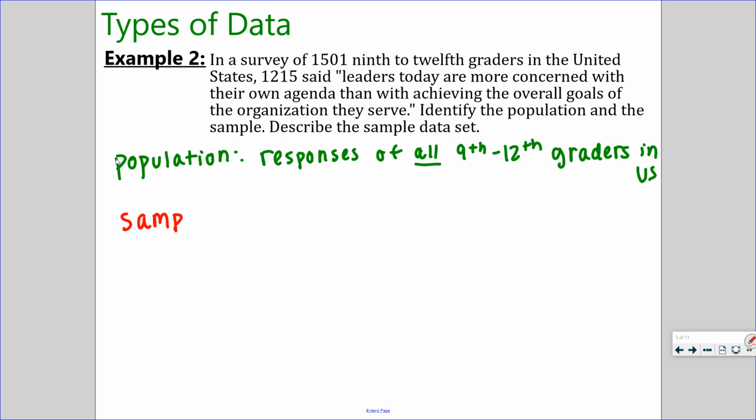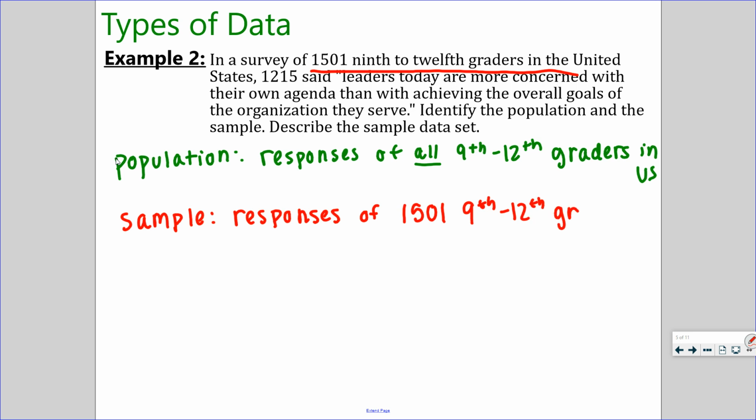What was my sample set? Yep. My sample set was 1,501 9th through 12th graders in the US. Sorry, I'm writing sloppy. Okay. That was just my sample. So what we do in statistics is we look at the data here to make inferences and conclusions about all 9th through 12th graders in the US. And sometimes there's some bias involved, and we'll get into all of that. So the sample set here would just be our results.